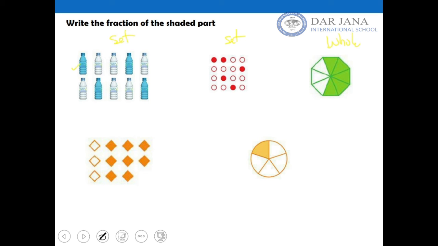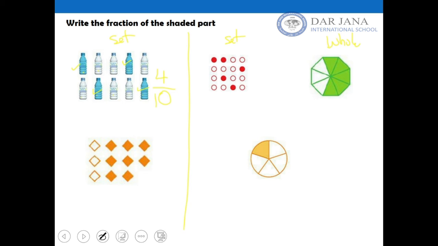So here 1, 2, 3, 4 are shaded. Out of the total. Remember, the denominator is always the total of them all. So you have here the total: 1, 2, 3, 4, 5, 6, 7, 8, 9, 10. So there are 10 bottles and 4 of them are shaded. We move on to the next example.